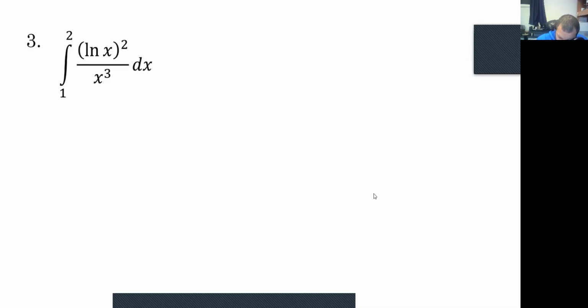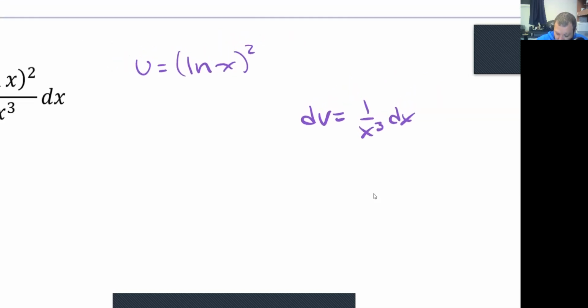parts. So if I let u equal, I'm going to go with the natural log of x whole thing squared here. Right, we're going to see this is actually a really nice, easy thing to take a derivative, which is going to help us out. So dv is going to be 1 over x cubed dx. All right, so when I take the antiderivative of 1 over x to the third power, we're going to end up with negative 2 over x squared.